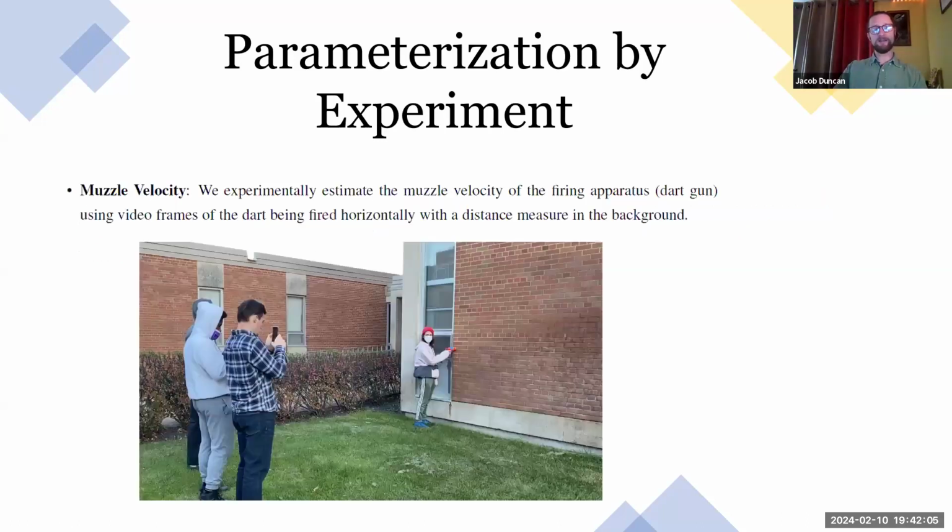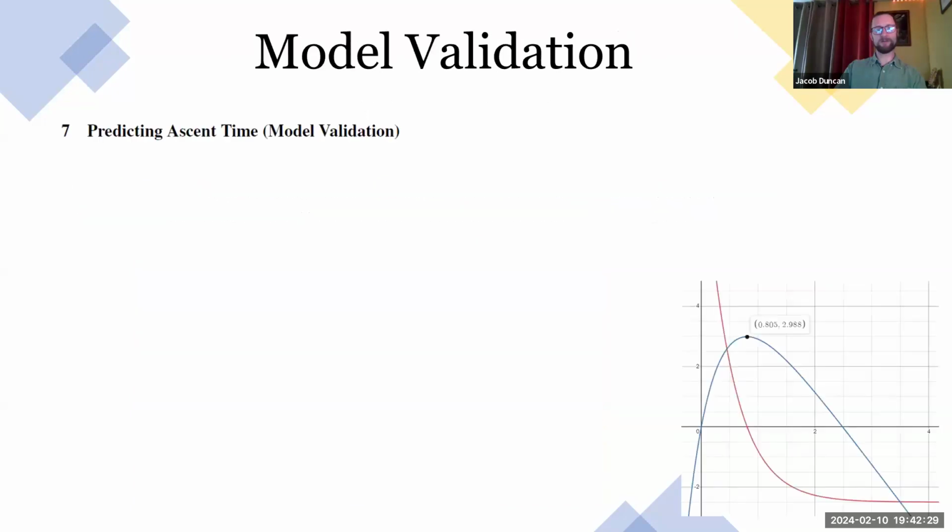It's kind of the same idea for the muzzle velocity, except they fire the dart horizontally this time, and they're taking video. Anyway, so they take video of the dart fired horizontally. We know the length of the brick, we measure that. And then you just analyze the frames again, see how far the dart travels in one frame. You get the velocity.